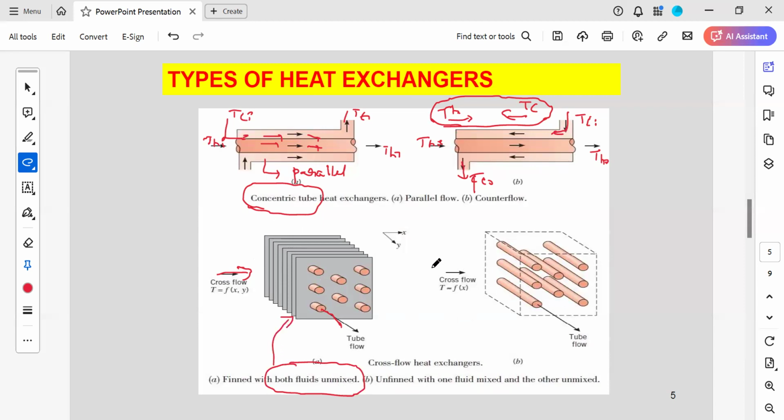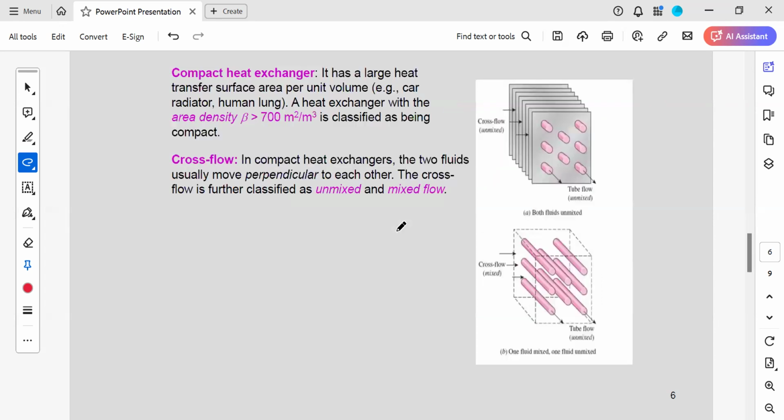So here now the cross flow will be there. It is mixing type because after entering, it is mixing once again here. Whereas the tube flow, once it has entered, is unmixed type. Therefore, it is called one fluid mixed and the other unmixed type cross flow heat exchanger. So, like this, we can classify the heat exchanger based on direction of motion.